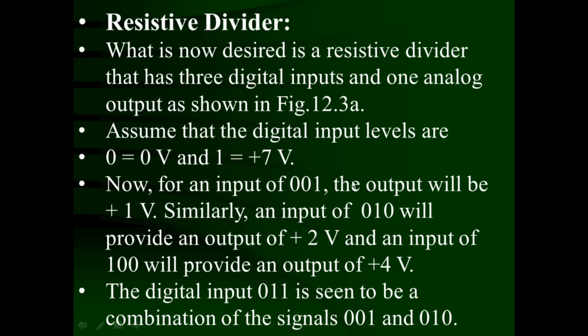The digital input signal 011 is seen to be a combination of the two signals 001 and 010. That means a 1 in the 2 raised to 0 position, which will provide plus 1 volt, and a 1 in the 2 raised to 1 position, which will provide plus 2 volt, and the summation of these two, 1 plus 2, is going to be 3 volt corresponding to 011.